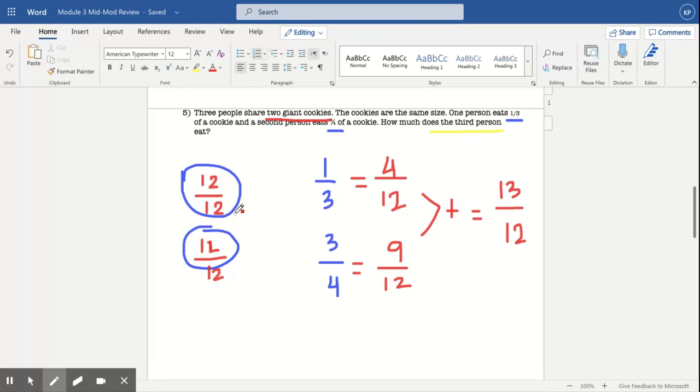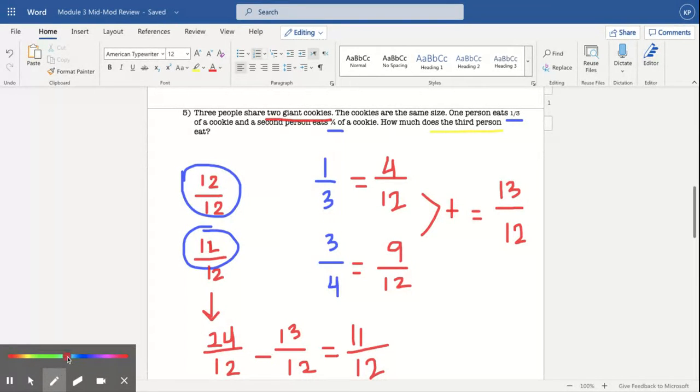If we have 12 twelfths and 12 twelfths all together, that's going to be 24 twelfths. So to start off with, there were 24 twelfths of a cookie, two wholes. Then 13 twelfths got eaten, so I'm going to subtract. 24 minus 13 is 11. My denominator stays the same. So my final answer is 11 twelfths.